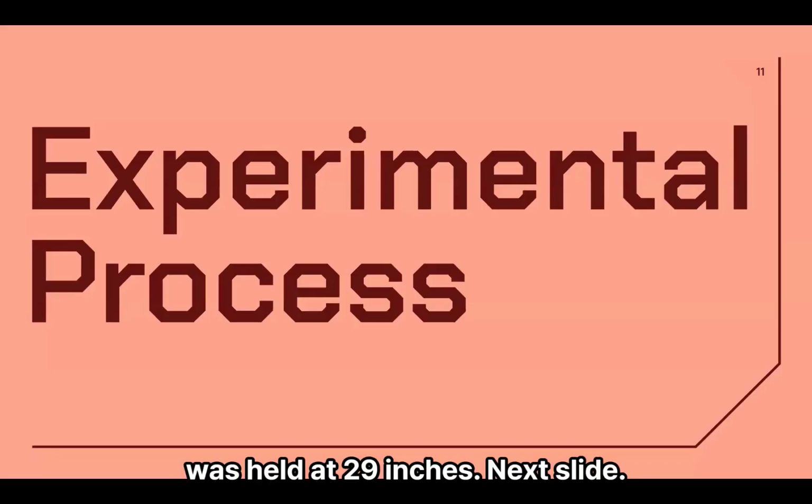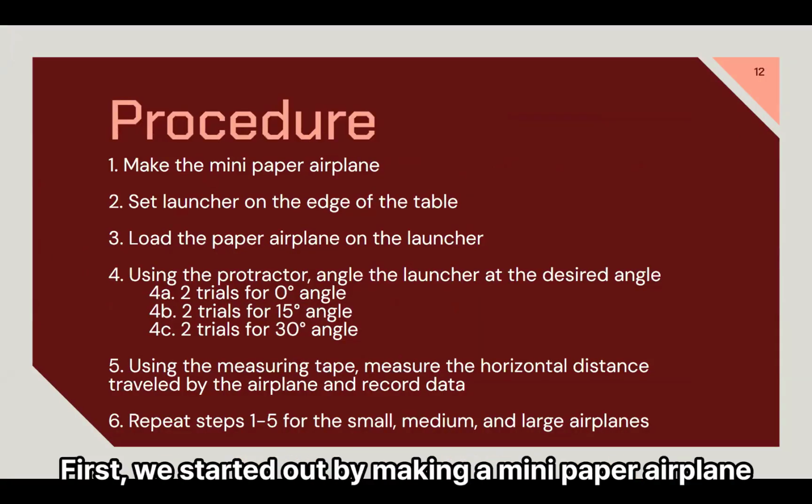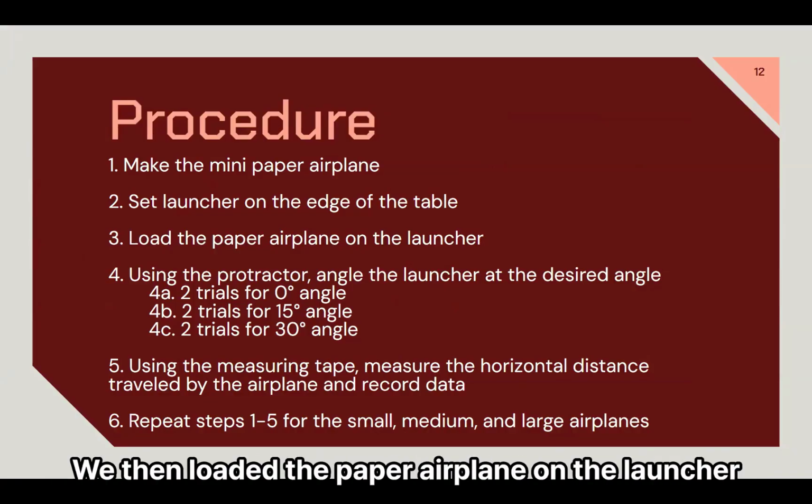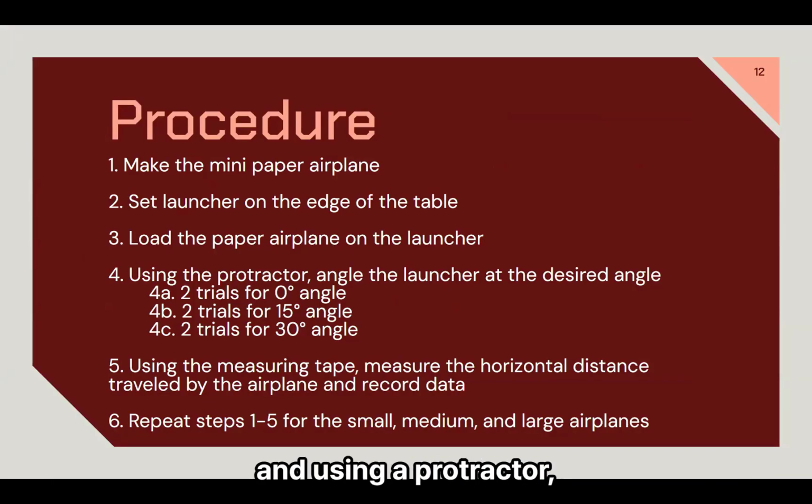Next slide. Experimental process. First, we started out by making a mini paper airplane with its given instructions, and then we set the launcher at the edge of the table. We then loaded the paper airplane on the launcher, and using a protractor, we angled the launcher at its desired angle, 2 trials per angle.